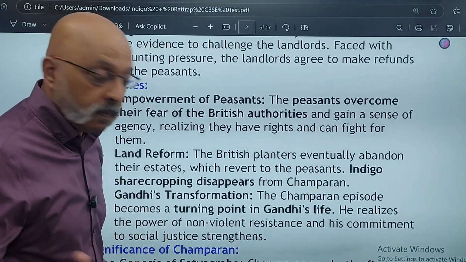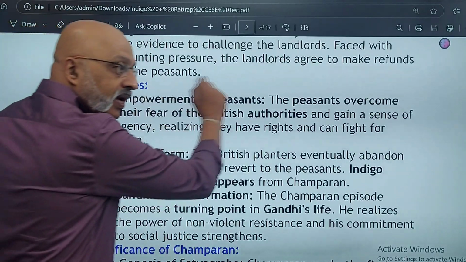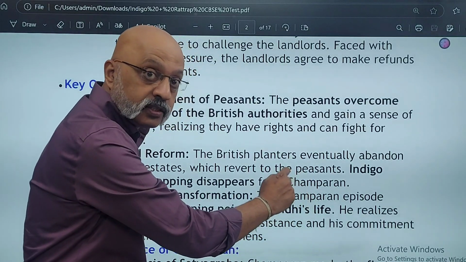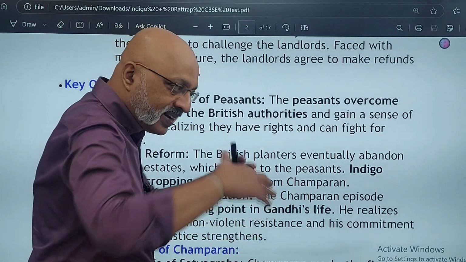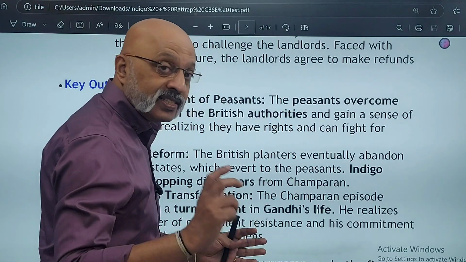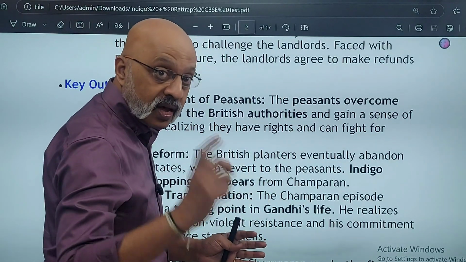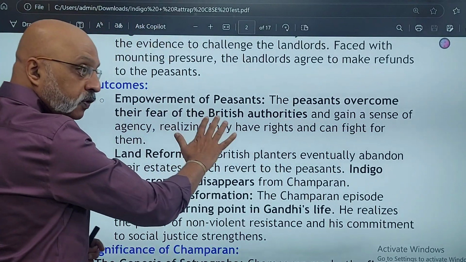This part is important. This one, and the significance of Champaran. One, it led to empowerment of peasants, right? I hope this revision is proving to be useful because it kind of refreshes your memory. It tells you these are the salient points that you need to bear in mind as far as the Indigo chapter is concerned. The peasants overcome their fear of the British.